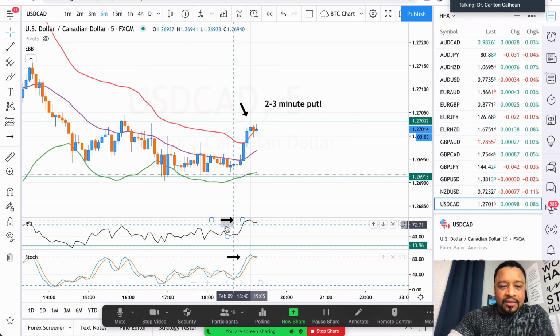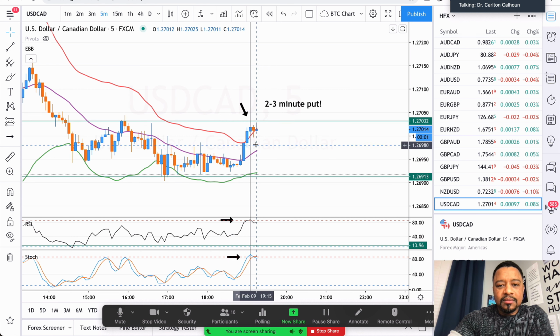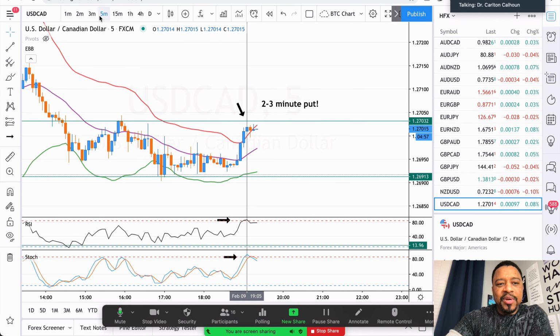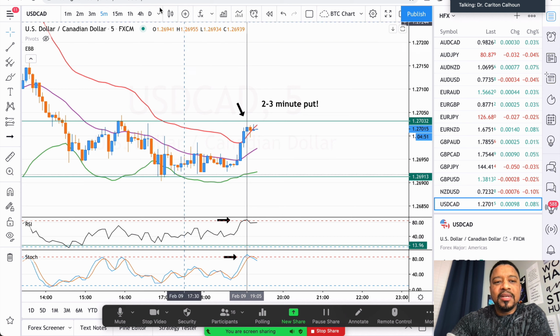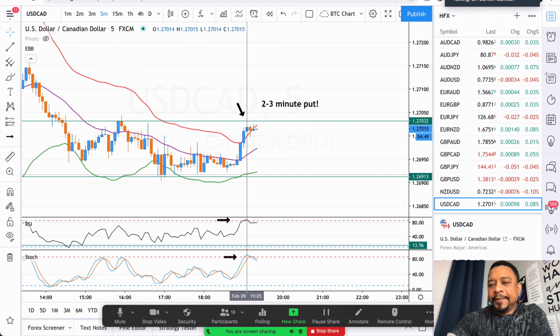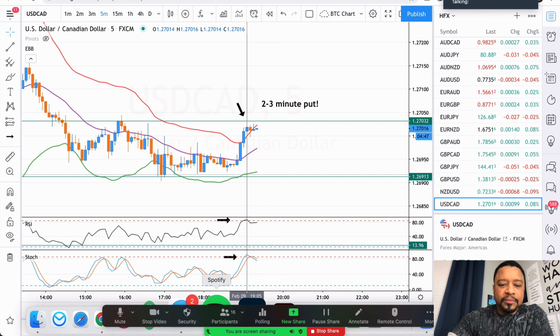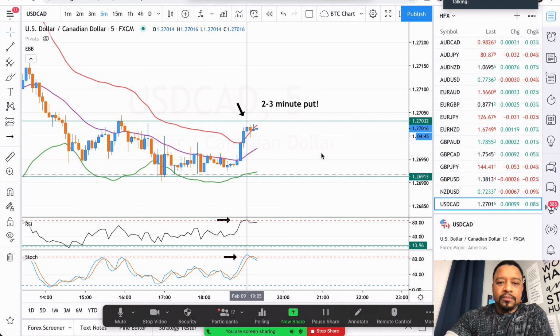Overbought stochastic, overbought RSI, put. So on a 5-minute chart, I took it for 3 minutes. I take 2 to 3 minutes on a 5-minute chart. Some people say take 3 candles. I don't. I like to get in and get out. So we would have been on to the next trade.